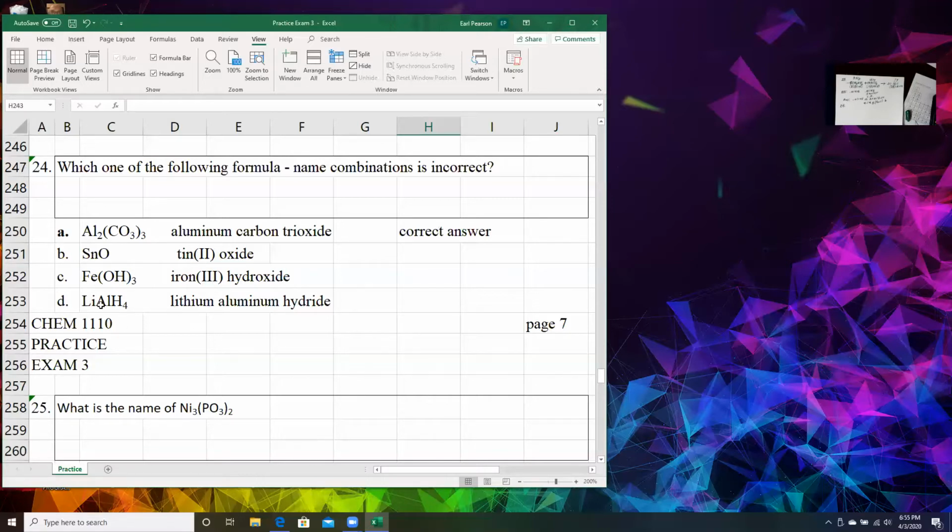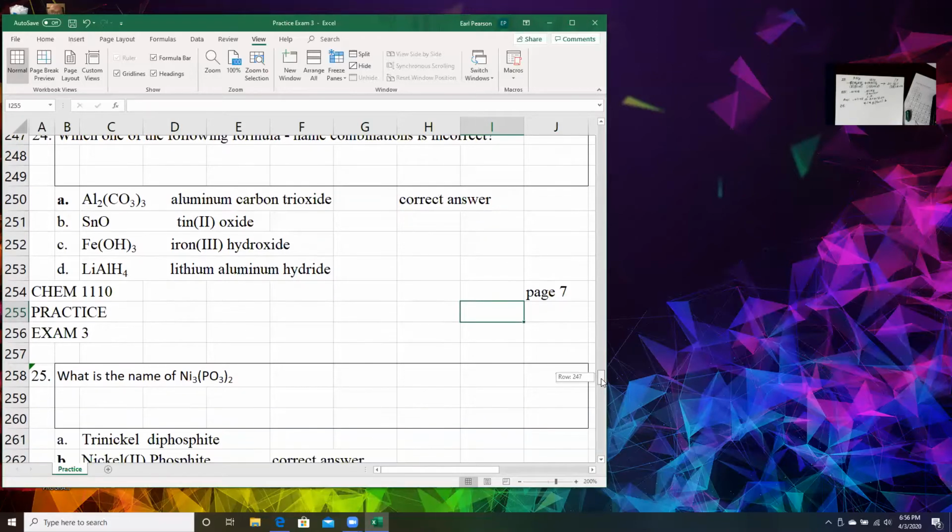Now, lithium and aluminum are both metals. Hydrogen is in the anion position, so hydrogen as an anion would be called a hydride, and you just name the metals. It's lithium aluminum hydride. Now, is the formula correct? Lithium is always plus 1, aluminum is always plus 3, so plus 3 plus 1 is plus 4. I need minus 4. Each hydride ion, hydrogen is always minus 1 as a hydride. That is the correct name and the correct formula.